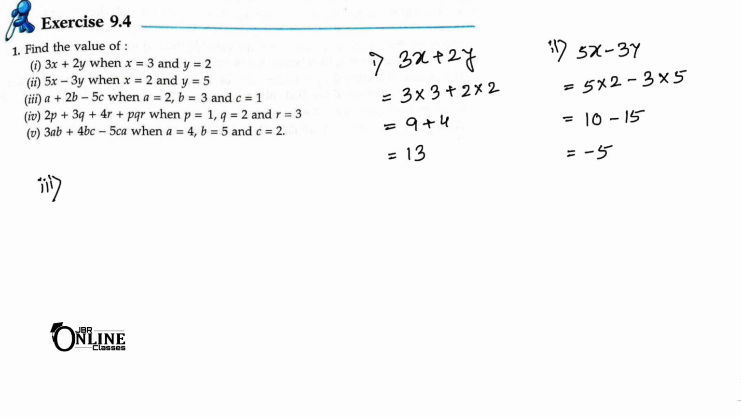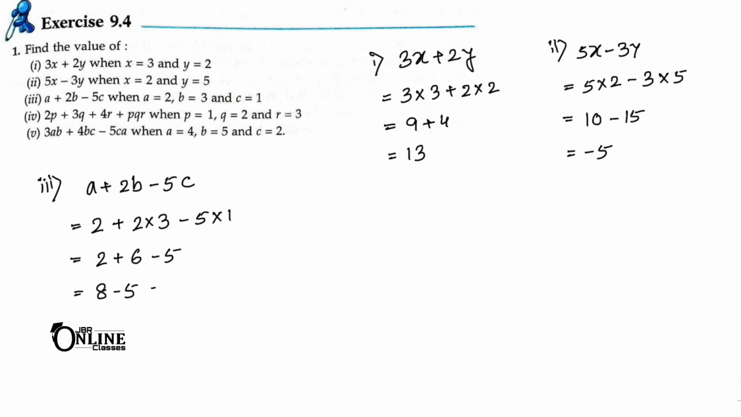In number 3, you have a plus 2b minus 5c. As a means 2, write down 2, then b means 3, so 2 into 3, and then c means 1, so 5 into 1. Now 2 plus 3 into 2, 6 minus 5. So 6 plus 2 is 8, 8 minus 5, that equals 3.